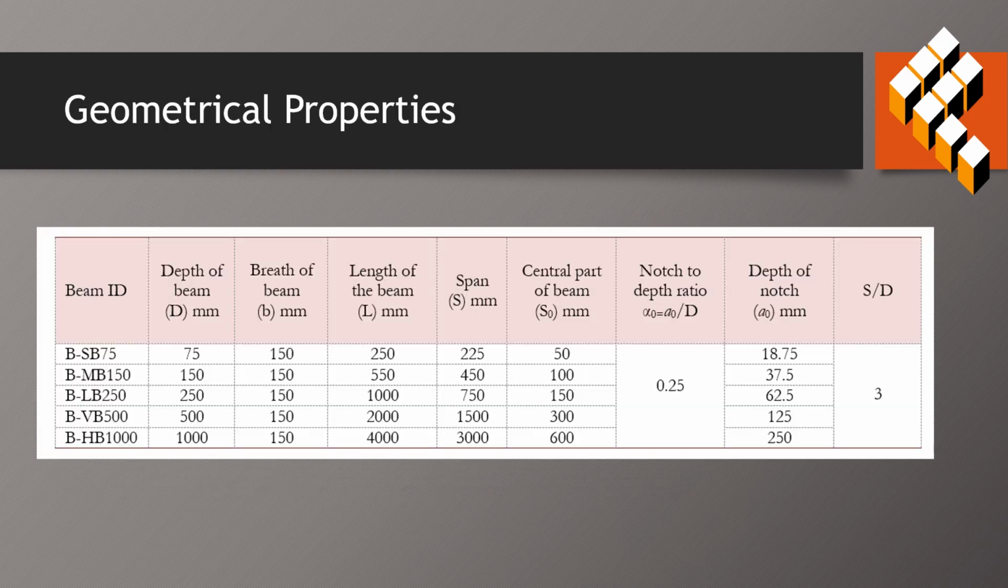Small size beam to large size beam considered for the study. A depth of 75 mm is the small size beam, and the maximum depth of beam is 1000 mm. Notch depth ratio is kept as 0.25, and span to depth ratio is 3. Here this table shows the different depths of notch adopted for the study.